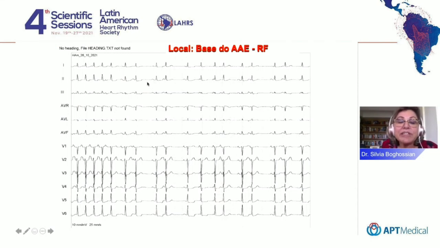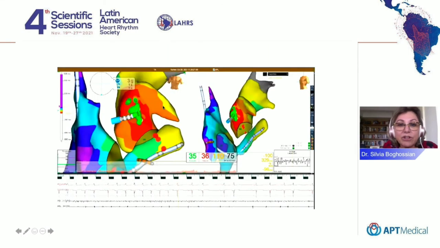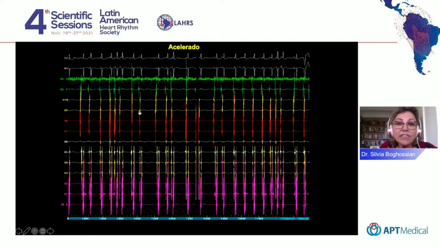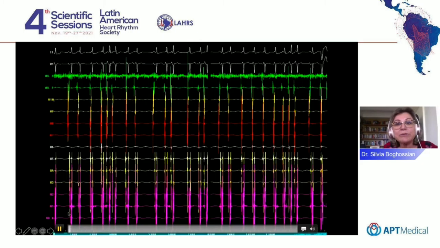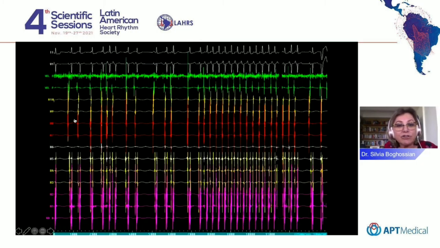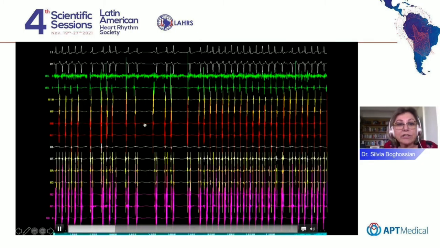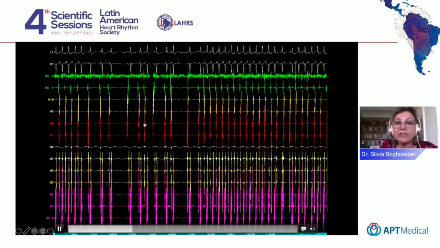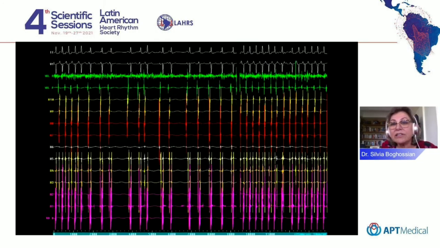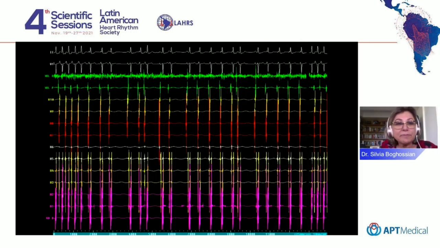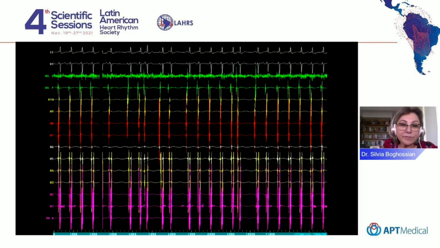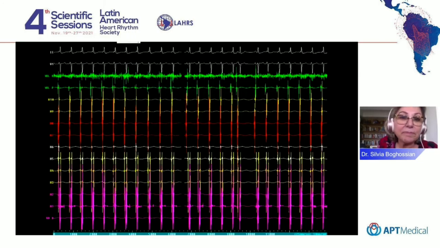During radio frequency applied at that point, we can see the tachycardia slowing until it stops. Here's the site of application, CS near the left atrial appendage, which was the earliest site. Here, during radio frequency, you can see it was fast, and then it starts getting slower, until some ectopies, and then it goes into sinus rhythm.